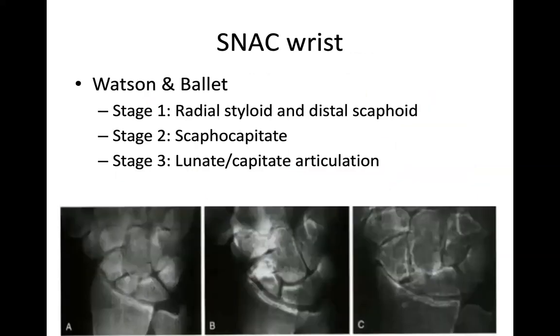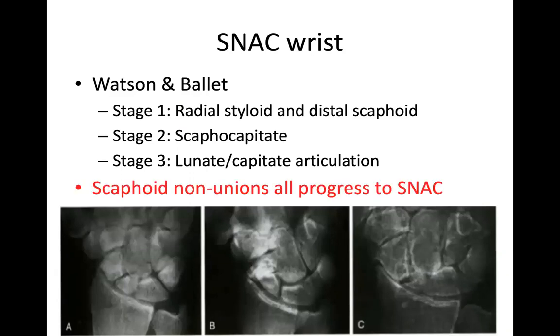So this is just sort of a recap. So stage 1, radial styloid, distal scaphoid. Stage 2, scaphocapitate. Stage 3, lunocapitate. Importantly with scaphoid is that if you have a scaphoid non-union, it will eventually progress to SNAC wrist. And that can be anywhere from 5 to 40 years. So sometimes patients only present at the age of 65 with a SNAC wrist, and they broke their scaphoid when they were 20 playing rugby, and it took 40, 50 years to become symptomatic.